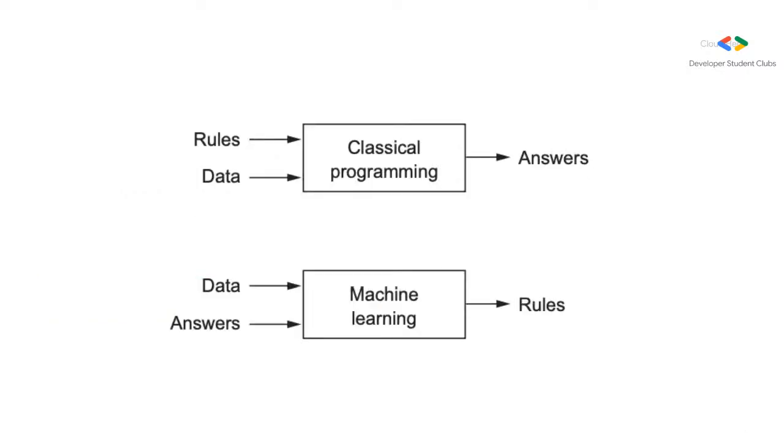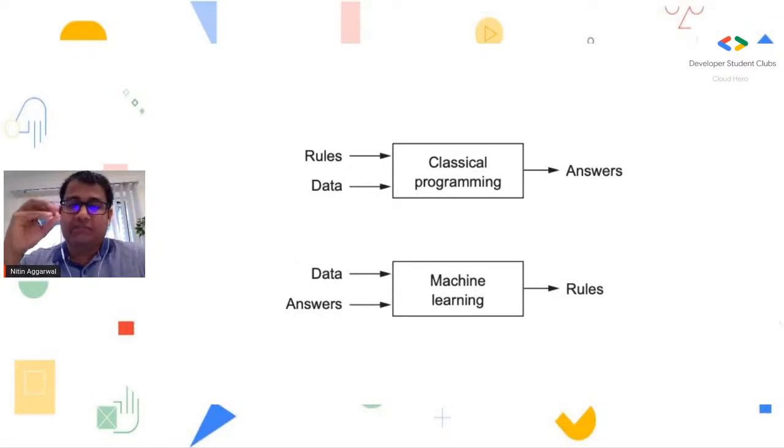Here is a very nice diagram showing how machine learning differs from classical programming. With classical programming, you take data and rules as input and output answers. For example, if you say if i is less than 5, then y is equal to 1, else 0. That's like you have a rule of 0 and 1, you have data, and you're predicting the answers.